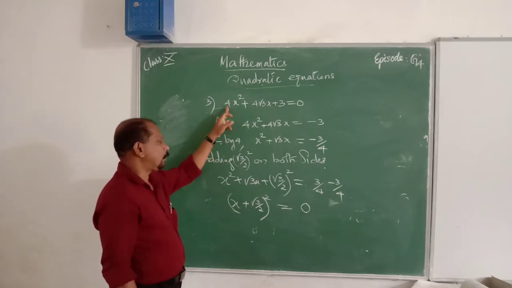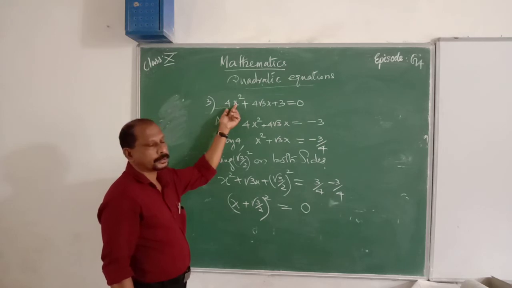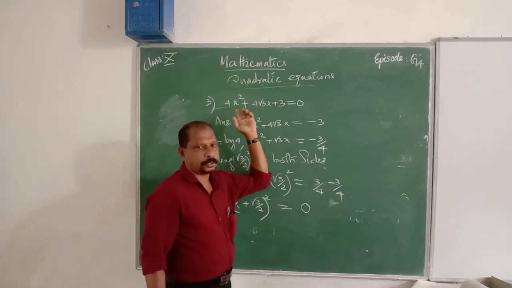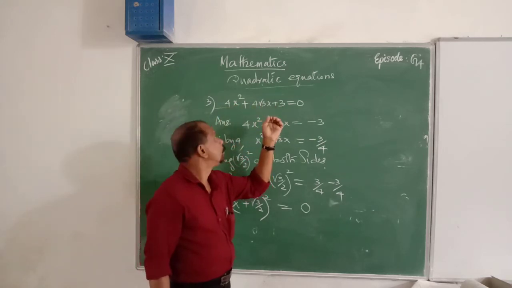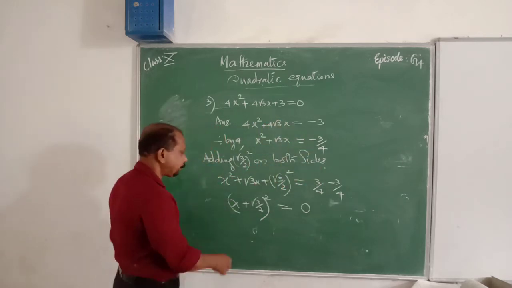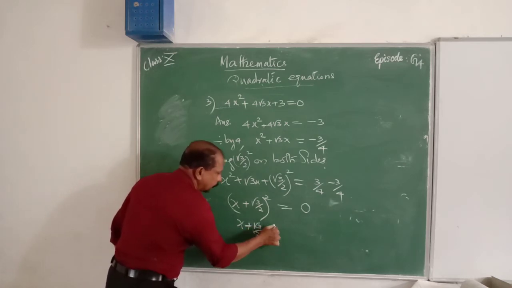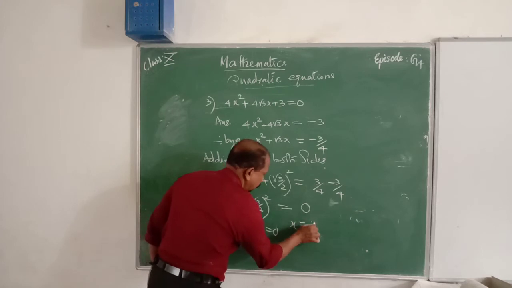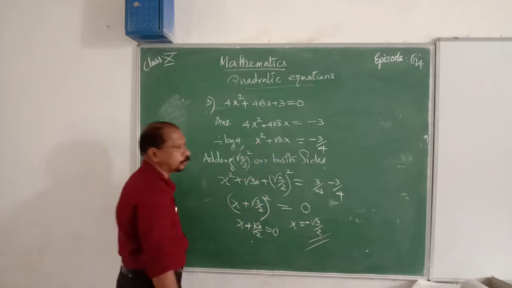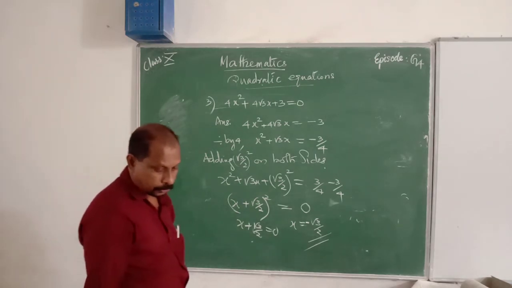That is 2 square. Okay. That is also a perfect square. That is (2x) the whole square, (root 3) square. Therefore it is (2x plus root 3) the whole square. Therefore, x plus root 3 by 2 is equal to 0. Therefore, x is equal to minus root 3 by 2. That means the roots are same. That is the third question.